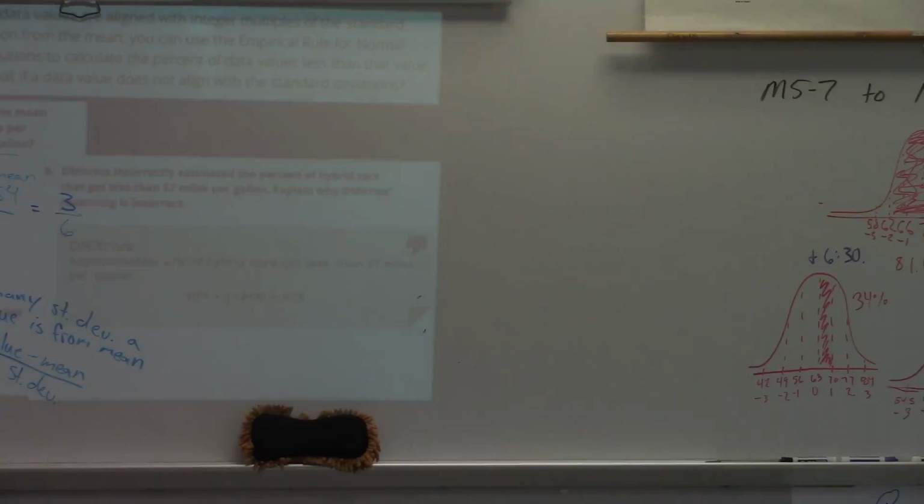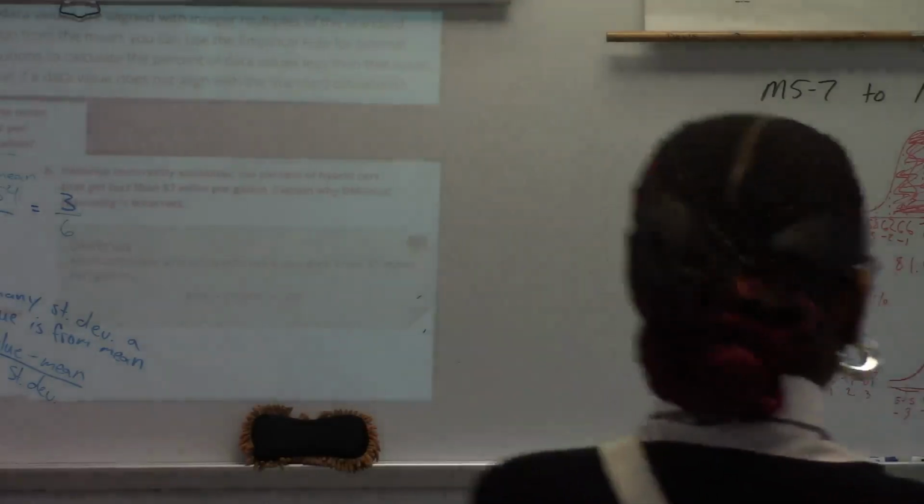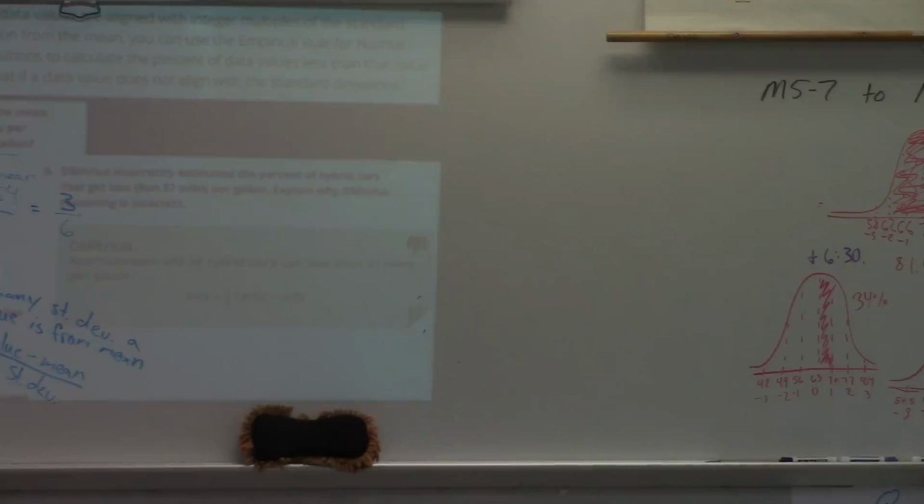So if the fuel efficiency had been 55, then it would be 1/6 of a standard deviation above the mean, right? That's not a part of this problem, but I just wanted to point out that if I was looking at a value of 55 miles per gallon, it would be 1/6 of a standard deviation above the mean. You can convert that to a decimal, but you don't have to.